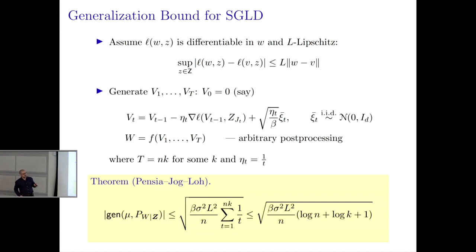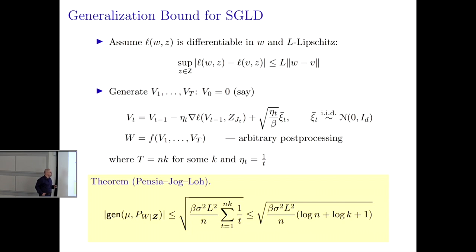There are tighter bounds of this sort. For example, there's a paper by Mou et al. that was in COLT 2018. They get tighter bounds, but they only assumed that this f is just the last iterate. But the Pensia-Jog-Loh bound applies to arbitrary post-processing. And Yuheng Bu and co-authors, I keep plugging that paper because I'm proud of our students, used the individual sample mutual information bounds to get rid of this log. So pretty nice.